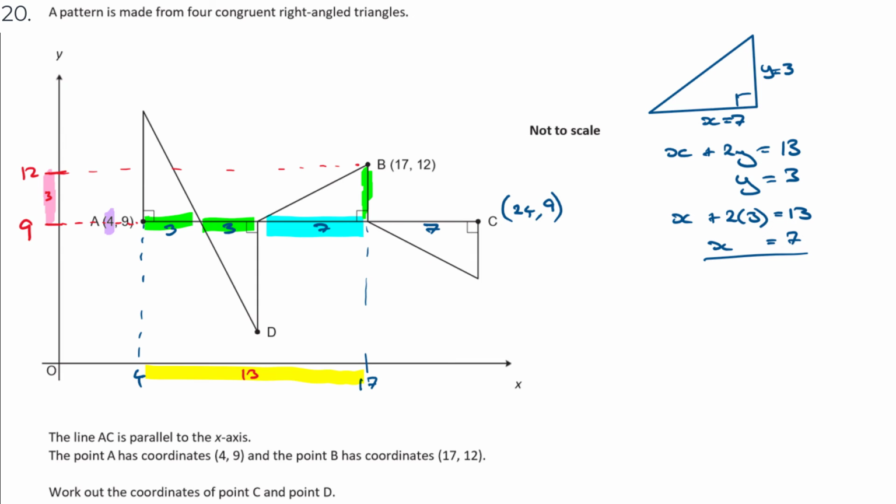What about my point D? My point D is going to have 6 units along from the point A, which takes me from 4 up to 10, and it's going to be 7 down then, isn't it? It's going to be 7 units down from A. So this is a y coordinate of 9, so this one must have a y coordinate of 2. Subtracting 7 from 9, I'm going to get 2. Okay, so the coordinates from C then are 24, 9, and the coordinates of D are 10, 2.